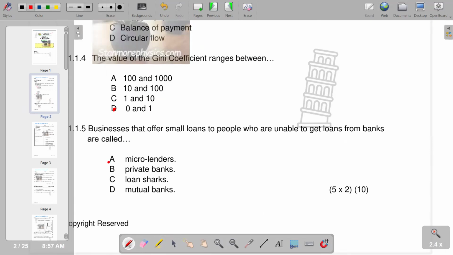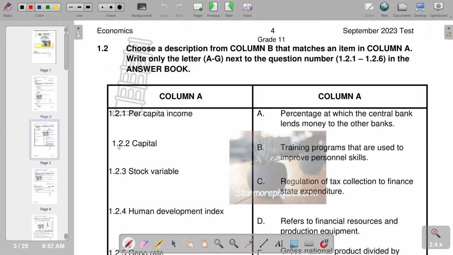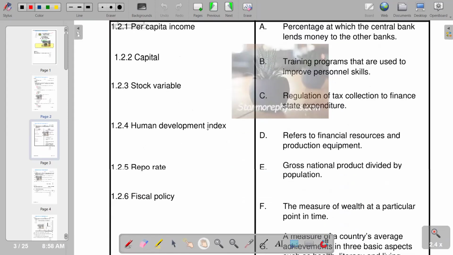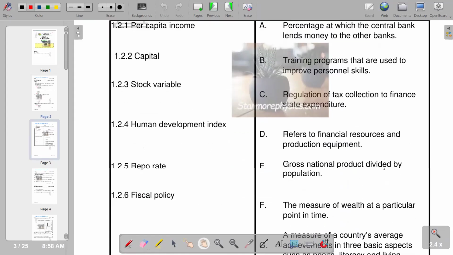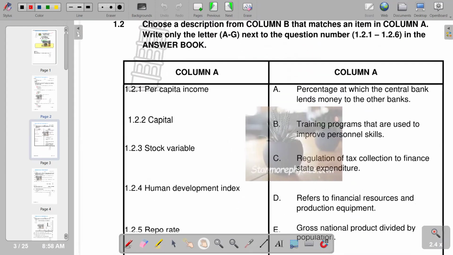micro lenders. Then we move on to the next part, whereby we have column A, and obviously this is our column B. So we have to match our terms that we have in column A with explanations that we have in column B. So the first term that we have is per capita income, which we have described. So in terms of that, we check which one to match is a per capita income. So per capita income matches with gross national product divided by population. So E. So we have E as the first one.